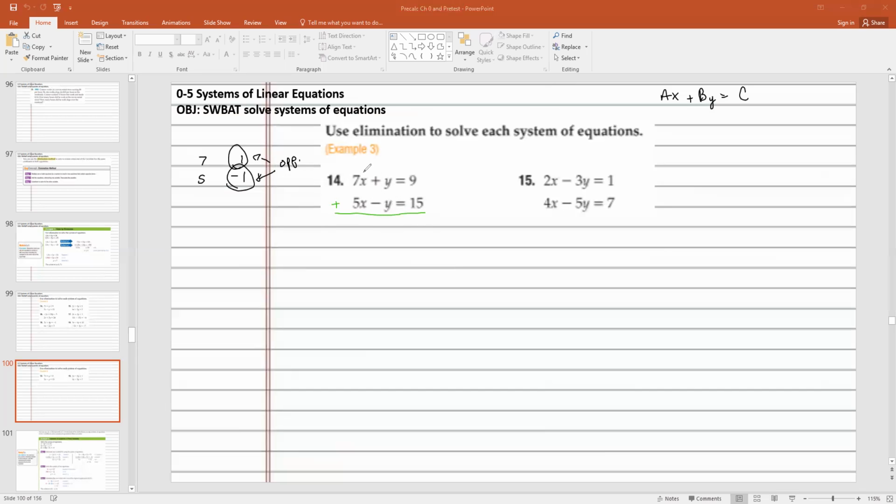So add straight down, and 7x plus 5x is going to give us 12x. And then y minus y, we want opposites so that they can cancel out one variable, because remember, we can solve for one variable with one equation. So 9 plus 15 is going to give us 24. And then divide by 12, we get x equals 2.